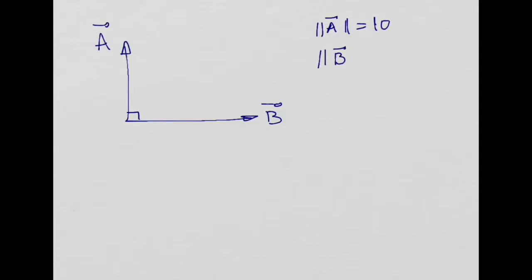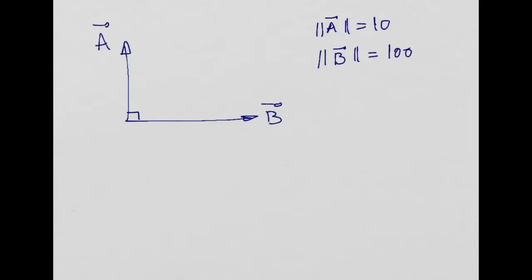So vector A is this one, and vector B is this one. This is 90 degrees, they are perpendicular. I'm going to give some values here. So let's say the norm of A, or the intensity of A, is 10. I'm not going to put any units. Norm of B, 100. Okay?